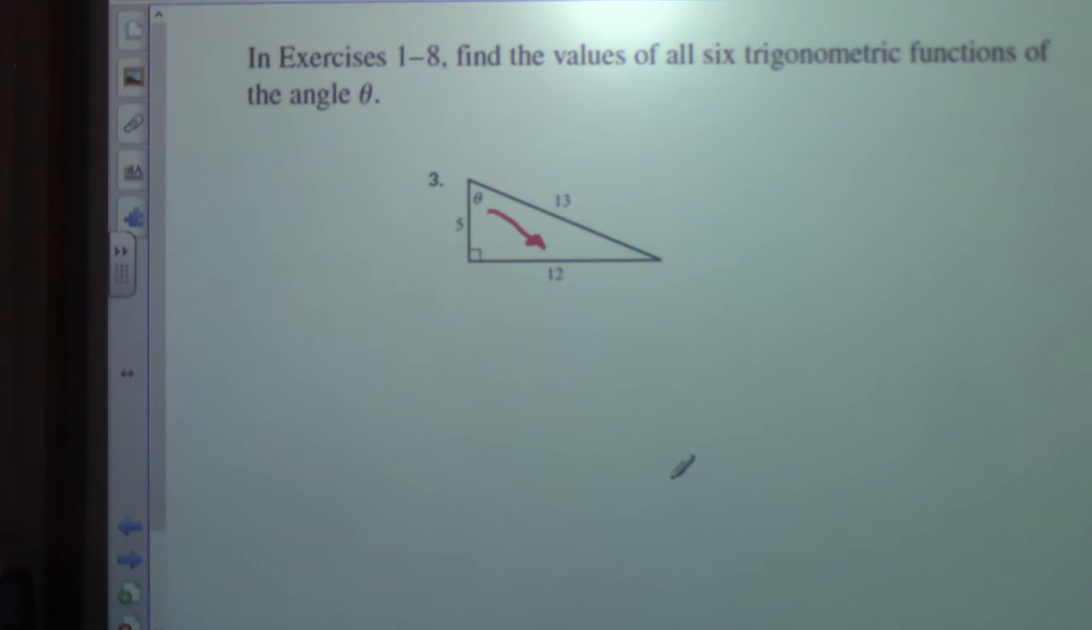Everything's in red. Okay, for number 3, we have... okay, we have plus. Yes.